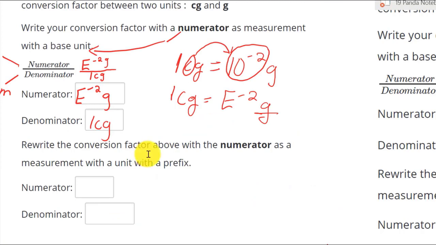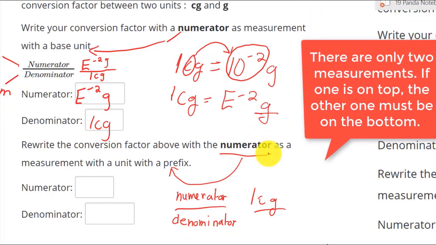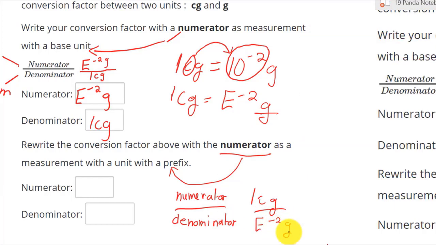Now we're going to learn how to rewrite the conversion factor above with the numerator as a measurement with a unit with a prefix. The first one had a numerator with a base unit, but now we need a numerator with a prefix. So same thing, we have our numerator divided by our denominator, but here your numerator has to be the prefix. Keep that in mind. So it's going to be 1 centigram divided by the denominator, E to the 10 power of -2.